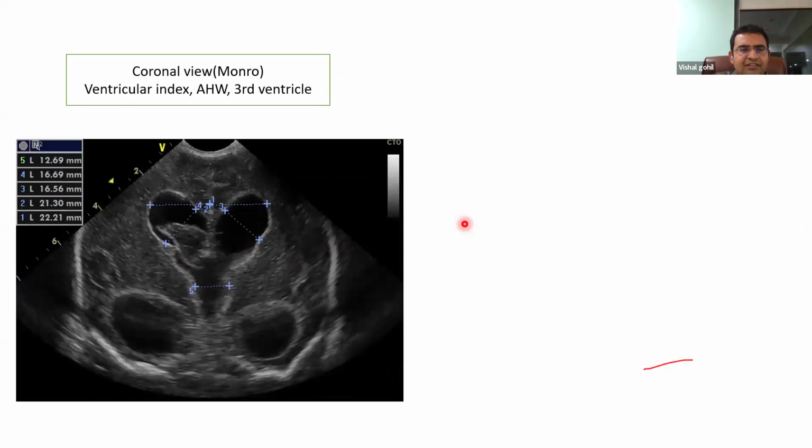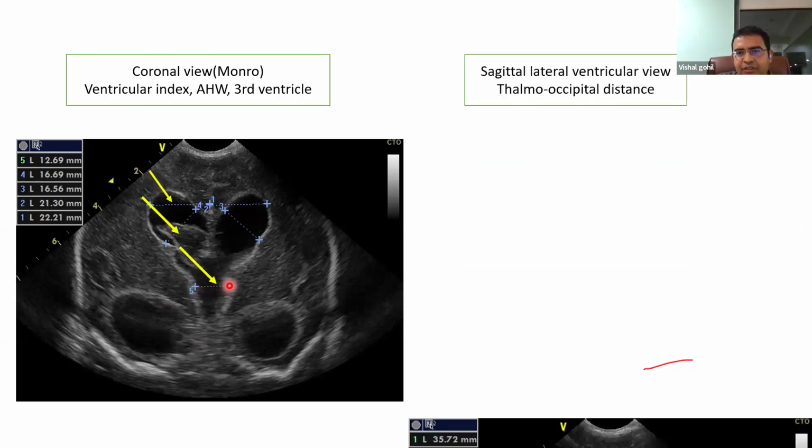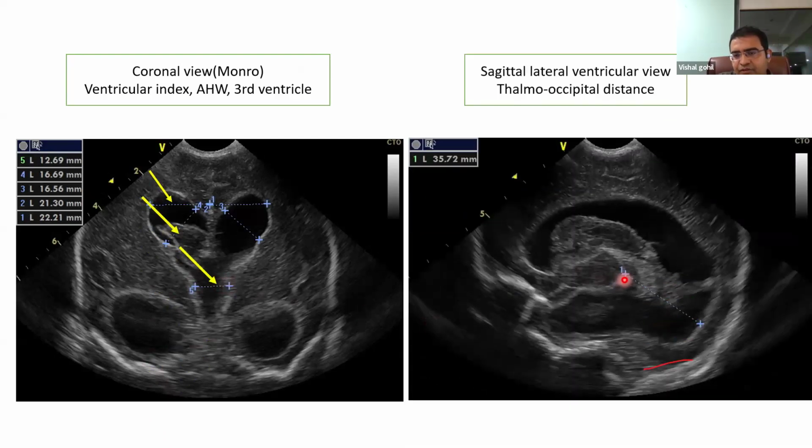So if I summarize the indices, in the coronal foramen of Monro view, you can assess the VI, which is from the interhemispheric fissure to the lateral wall of the lateral ventricle. You can also measure the anterior horn width over here, and the third ventricular dilatation. To get the fourth index, we need the parasagittal view, in which you put two points from the posterior part of the thalamus to the occipital horn of the lateral ventricle, and you will get the number.